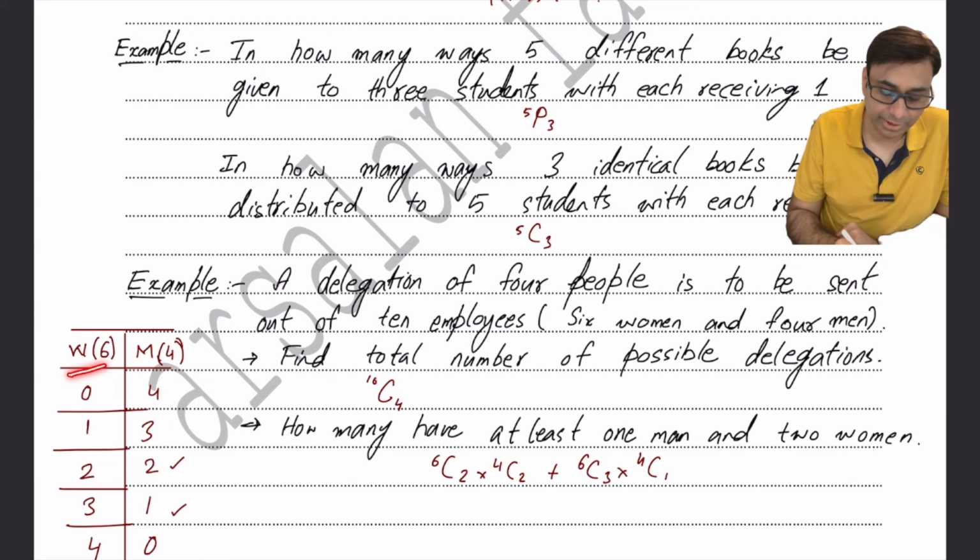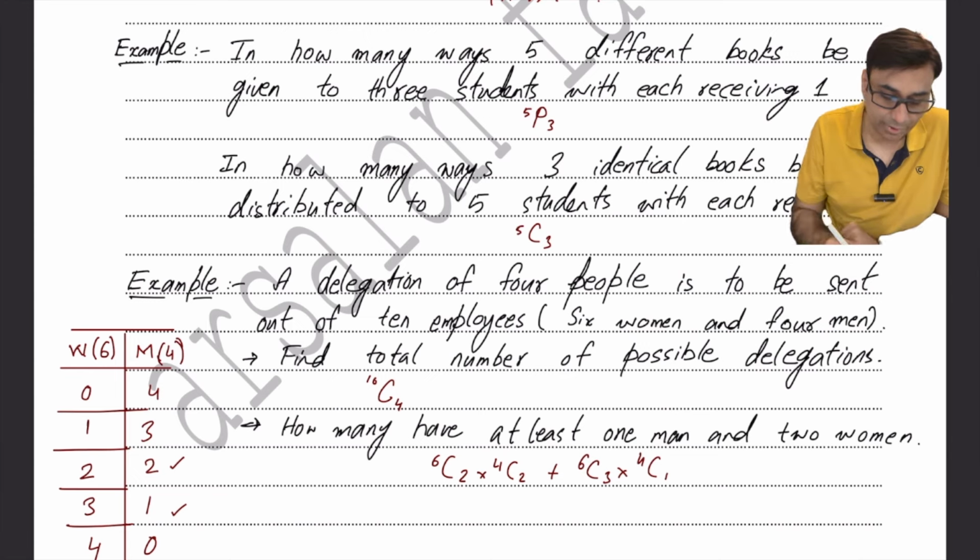So you have 6 women available, you have 4 men available, and you have to select a delegation of 4 people. So one possibility is that all 4 are men. There could be 1 woman and 3 men. There could be 2 women and 2 men, 3 women and 1 man, and there could be 4 women, all of them. But the requirement is that there has to be at least 1 man and 2 women.